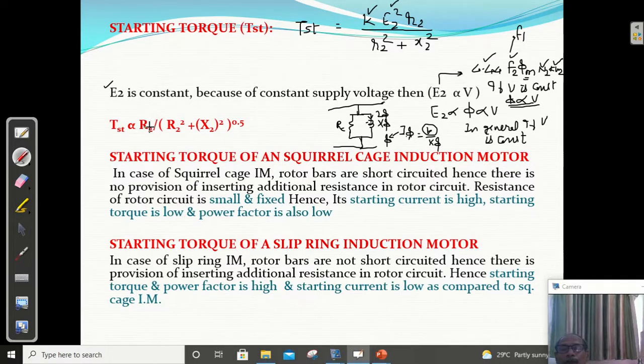So we will get R2 upon R2 square plus X2 square. It is not under root, sorry. R2 upon R2 square plus X2 square, S is 1. So this is the expression: starting torque is proportional to R2 upon R2 square plus X2 square.